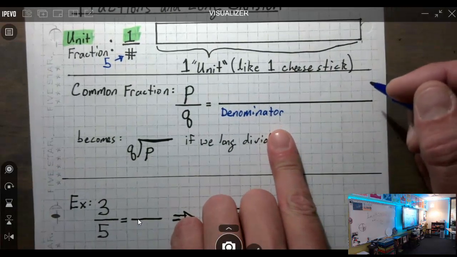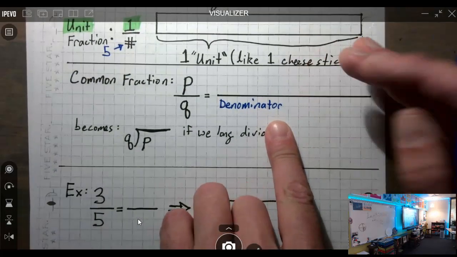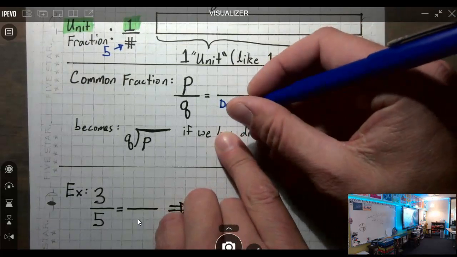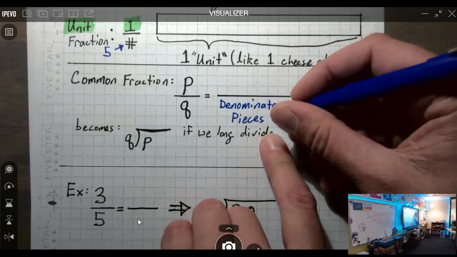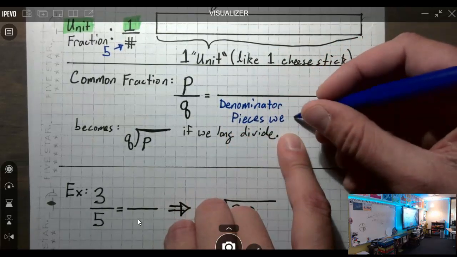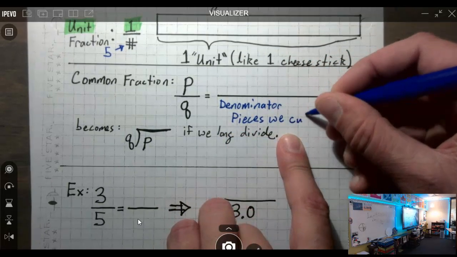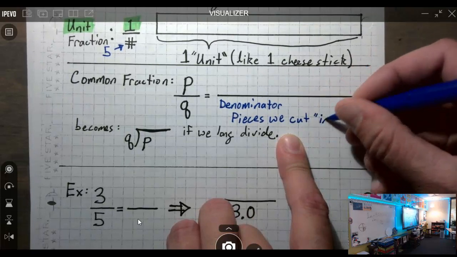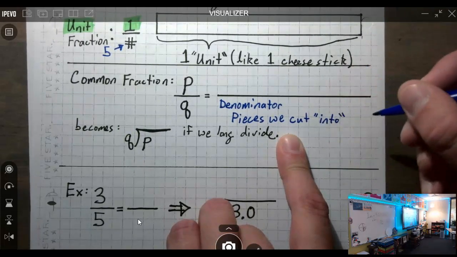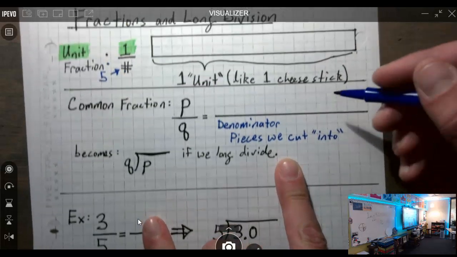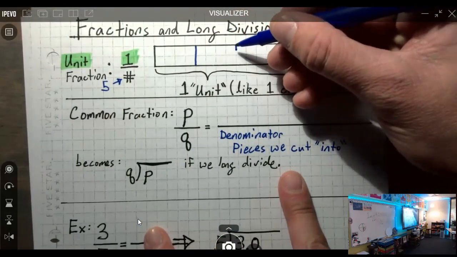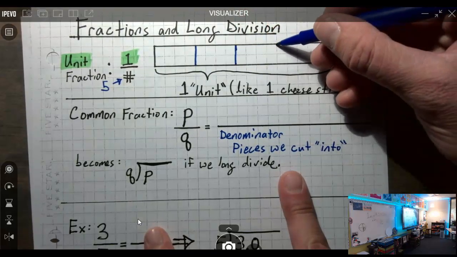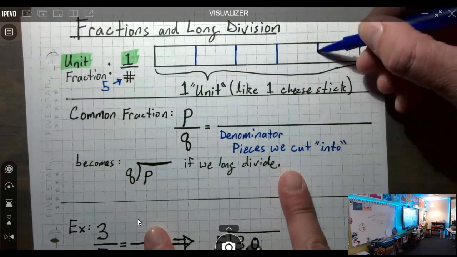So another thing that we can talk about, the denominator, is it's the pieces we make, right? It's the pieces we make or we cut into. So most pizzas come in 8ths, right? But if we're going to cut the cheese into 5ths, you should have counted 20 boxes across.